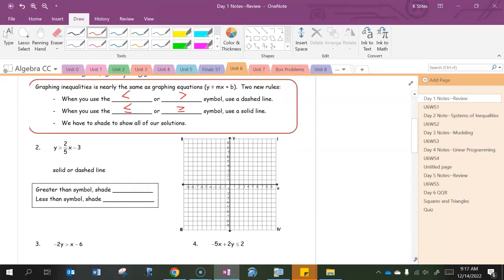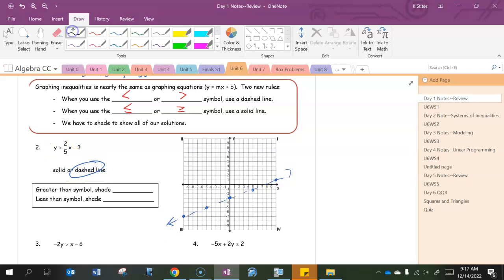All right, so when you have y is greater than 2/5 x minus 3, we're going to go ahead, start at your y-intercept, down at negative 3, and then we'll go up 2, right 5, just like we're used to graphing. But now, because we don't have that equal to, we're going to have a dotted or dashed line.